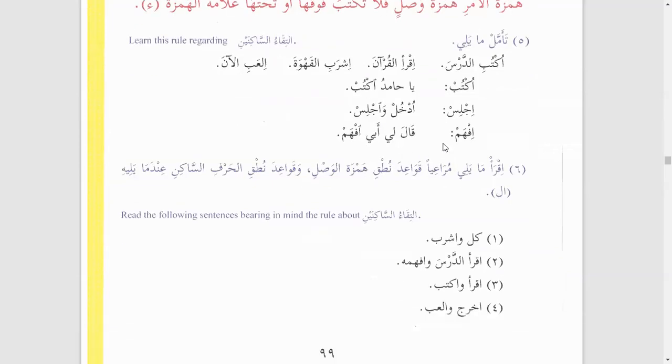Ifham, qala li abi abifham. So it is abi ifham, so it will be abifham. So now ba has kasra and it will be connected straight away to ha. So abifham, qala li abifham. My father told me, understand it.